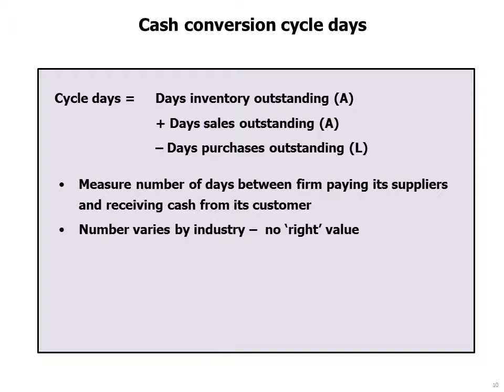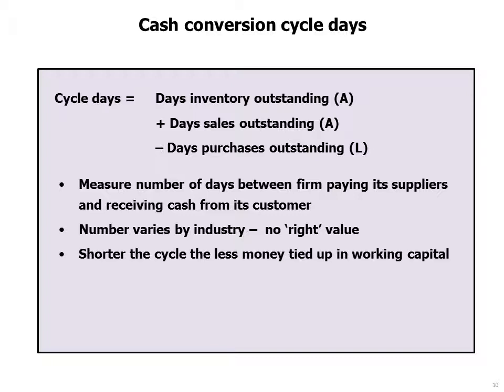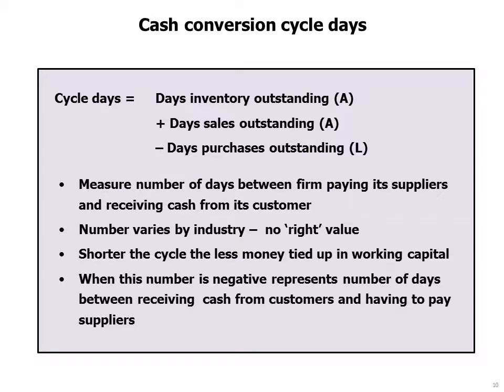The number varies by industry, of course. It depends upon the strength of the power relationship between the firm, its suppliers, and its customers, and the nature of its inventory. The shorter the cycle, the smaller this number is positive, the less money is tied up in working capital. So it's an alternative way of looking at the relationship between current assets and current liabilities.